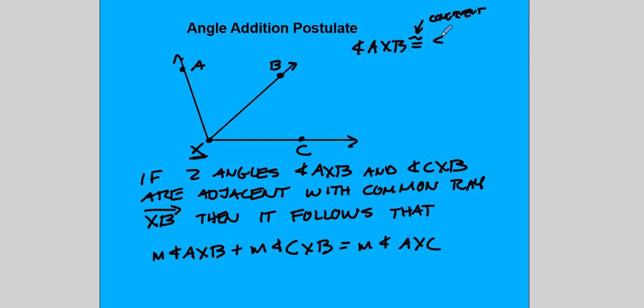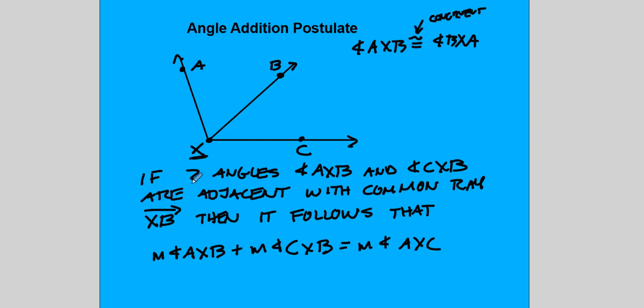Angle AXB is the same as angle BXA. AXB and BXA are the same angle, just like BXC and CXB are the same angle. You can name them either way. You cannot call these angles angle X, which is not sufficient naming here, because there are three angles that include X as their vertex. You have angle AXC, angle AXB, and angle CXB.